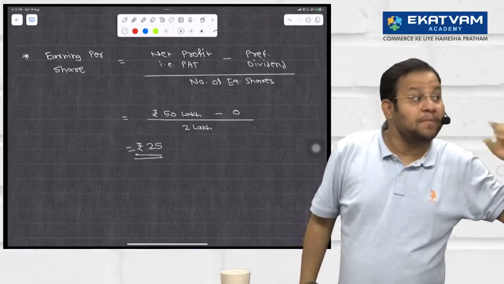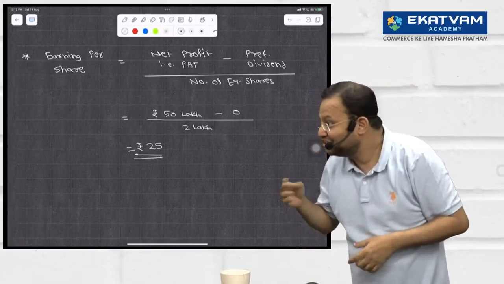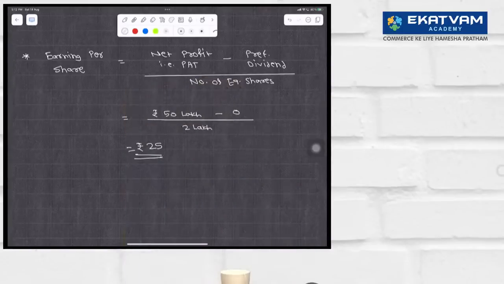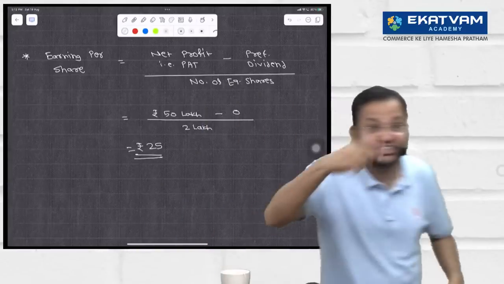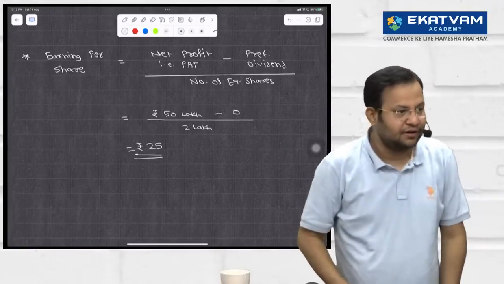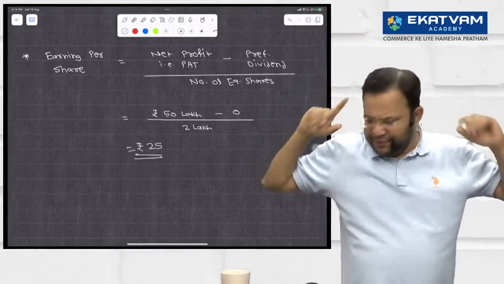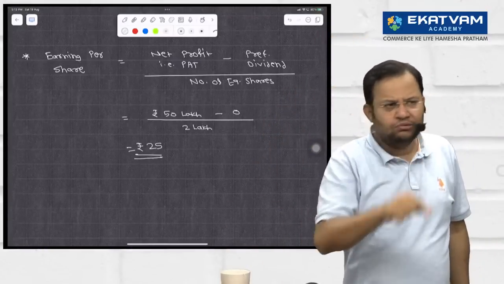Earning per share may come down in future when these debentures are converted into equity shares. Right now you have got 2 lakh equity shares. What will happen if debentures get converted into equity shares? What will happen to EPS? EPS will come down? May come down. Why did I say may come down?